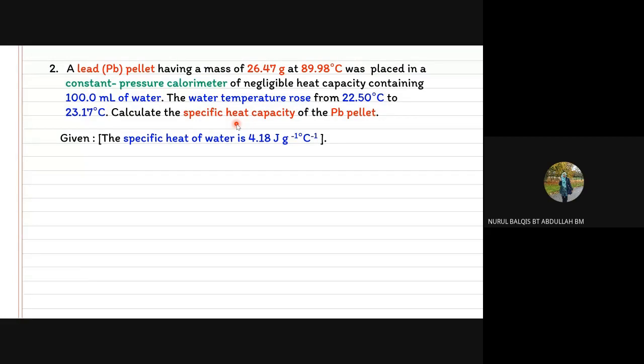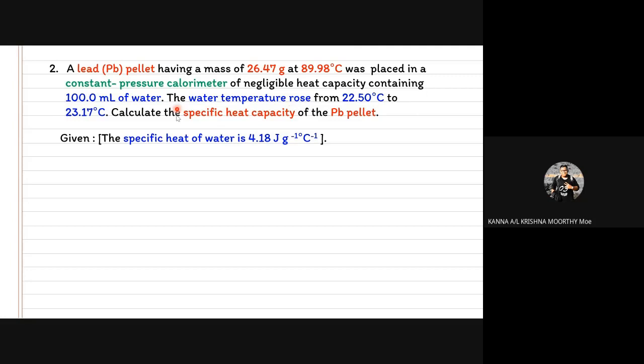Okay, so the water temperature rose from 22.5 to 23.17. Maksudnya this 23.17 belongs to final or initial? Final. So when these two come in contact, this pellet and water, walaupun dia sebut constant pressure calorimeter, awak nampak macam simple calorimeter, tetapi dia tak ada pun Q calorimeter. Kenapa saya cakap tak ada Q calorimeter? Sebab dia kata negligible heat capacity. Dia assume macam constant pressure calorimeter, but they are not necessarily in the setup of simple calorimeter. Got it?